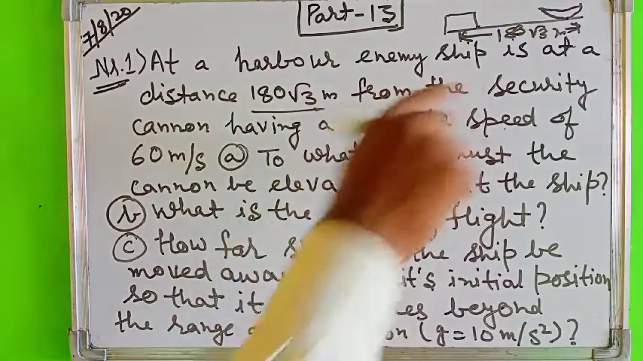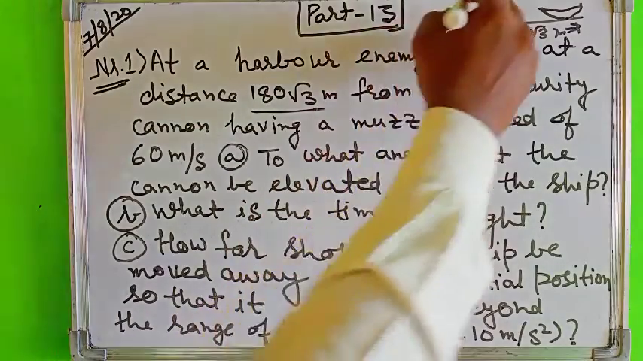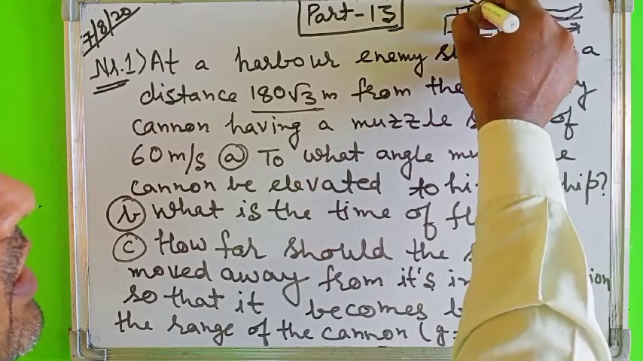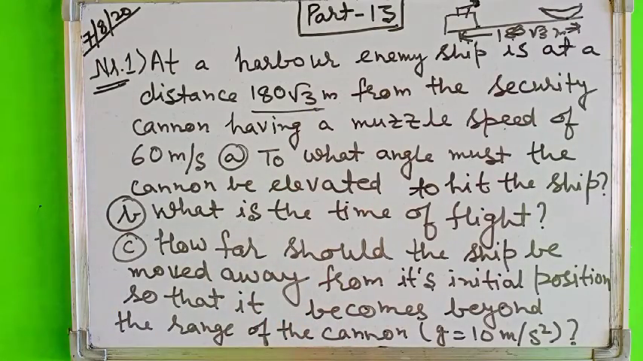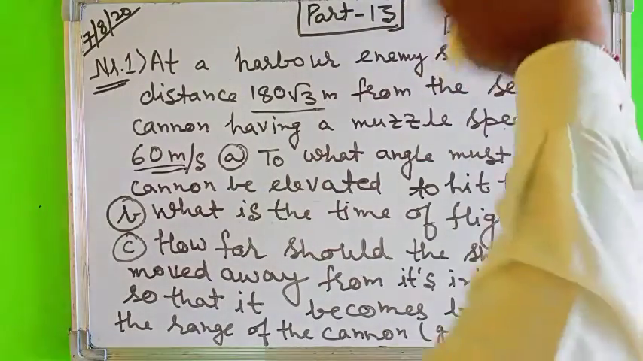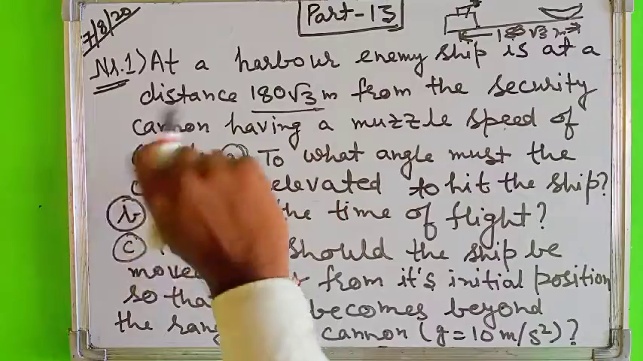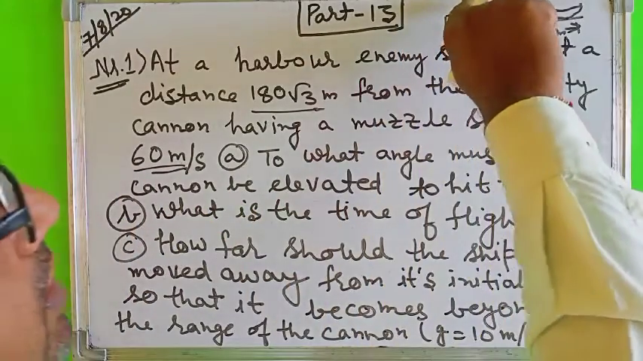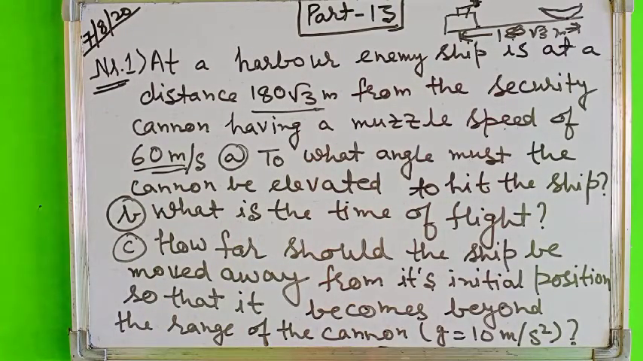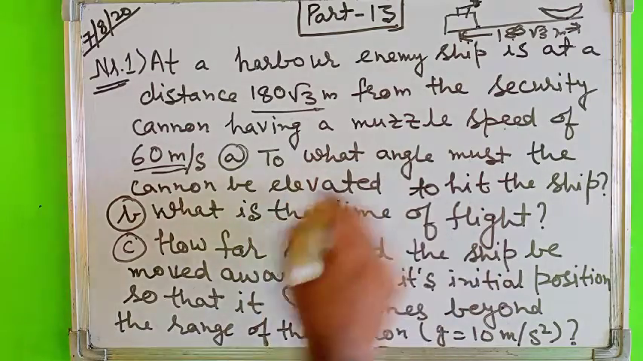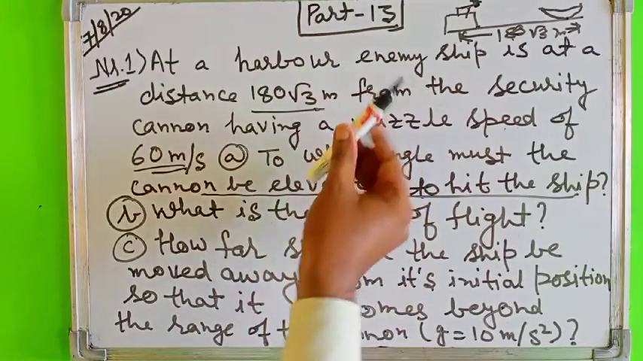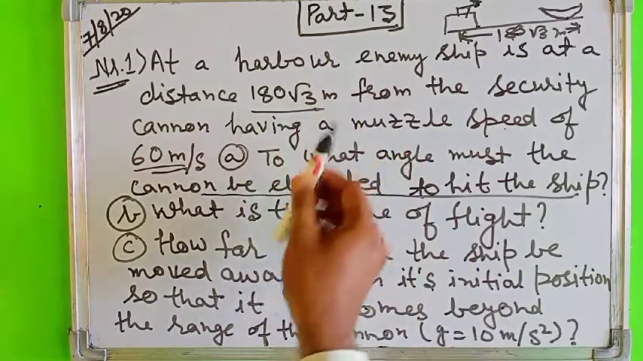It is given that from the security cannon, here there is a cannon, means a gun, having a muzzle speed of 60 meter per second. Whatever the firing is going from this gun, the speed of the bullet coming out of this gun is 60 meter per second. It is asked to what angle must the cannon be elevated, from the horizontal, so that it will hit the ship.